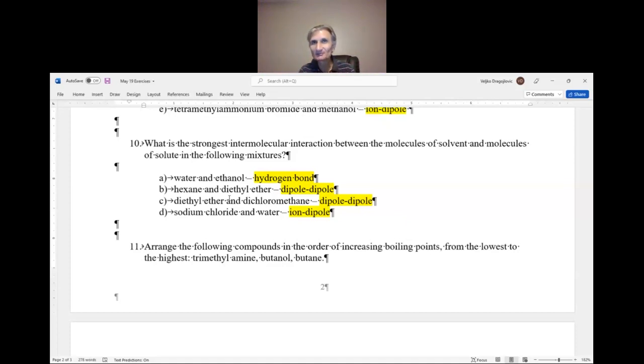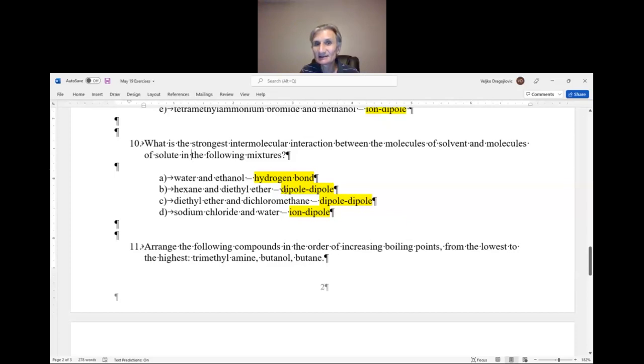In each compound, intermolecular interactions between those molecules of the same species are broken. And then new intermolecular interactions between molecules of solvent and solute, those different molecules, are formed. So the question here is about those new interactions between those different molecules. What is the strongest interaction in each case? Water and ethanol, that's again hydrogen bond, because water and ethanol form hydrogen bond.